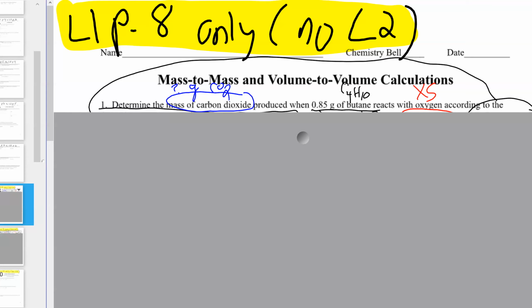Hey Honors Chem Stars, it's Ms. Macaulay bringing you your Chapter 9 homework, page 8 and page 9. We're looking at mass to mass and volume to volume calculations using stoichiometry.